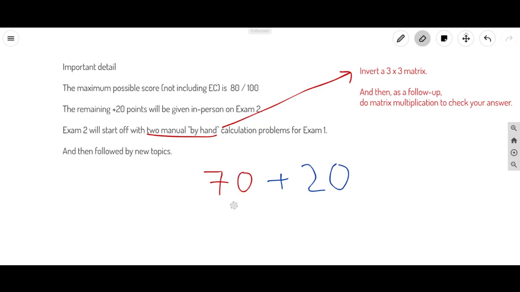So if you check your grade and it says 70, whereas the maximum possible score was an 80, there's still 20 more points available to be added to that. Okay, and it's the same thing. If you got a 60, if you get this correct, your grade's going to be an 80 for exam 1.